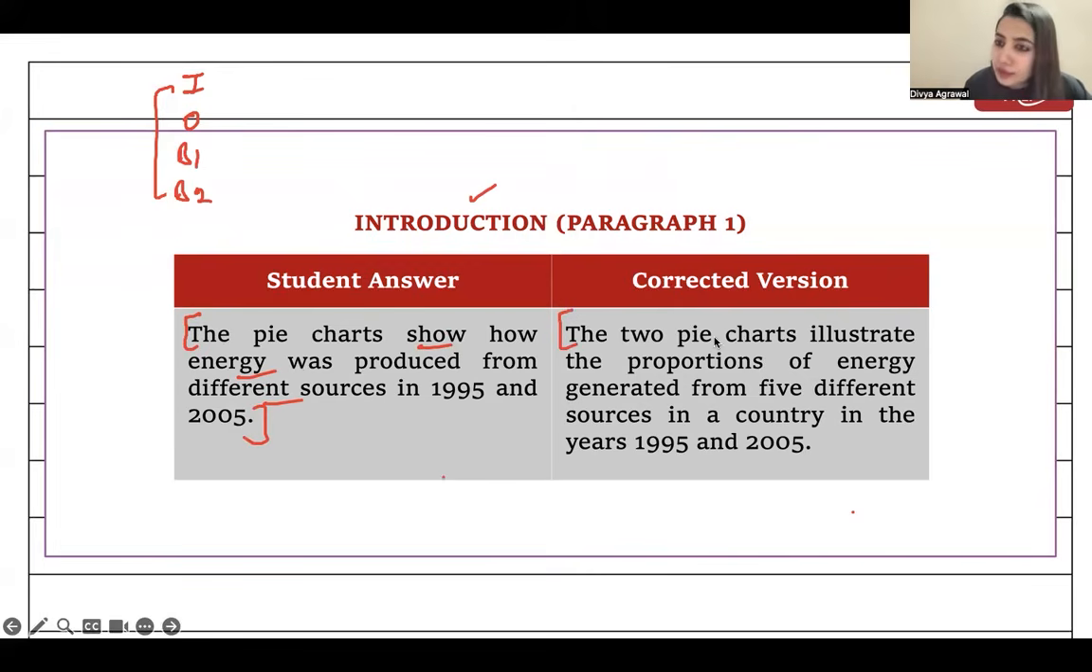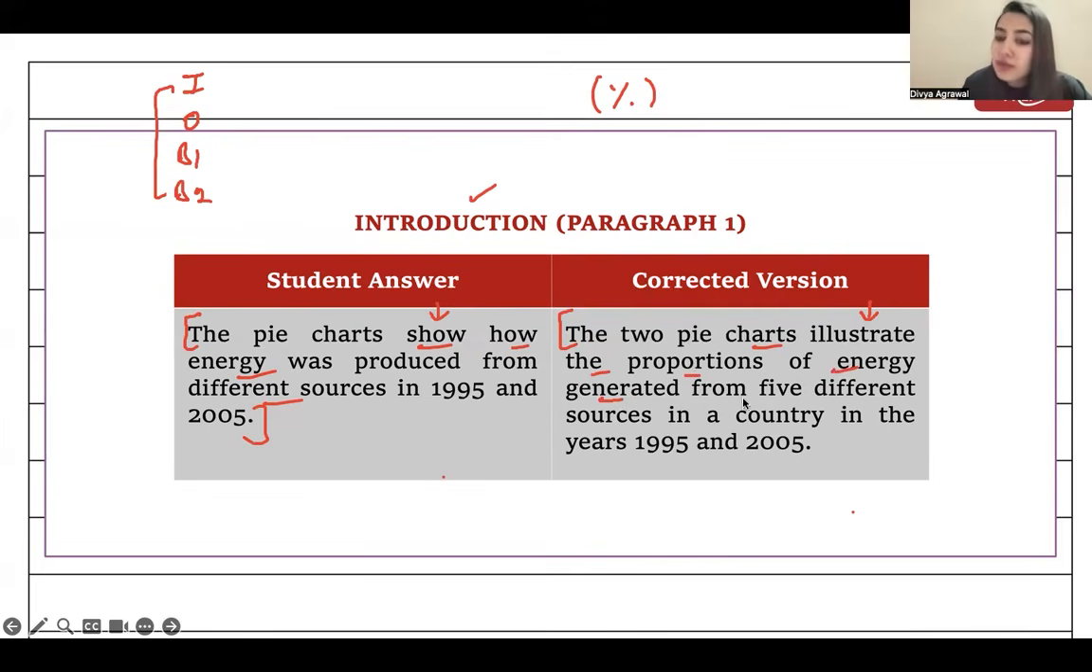Now, if we see, the corrected version can be that the two pie charts, instead of writing the word show, you can say illustrate. Okay, so the two pie charts illustrate the proportion. Instead of saying how energy was produced, you can say it's showing the percentages, right? आपको percentages given hai. Hence you can use the proportions. Instead of using the percentage word, you can say the proportion of energy generated, not created or produced.